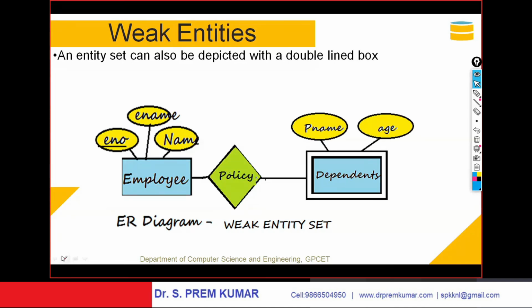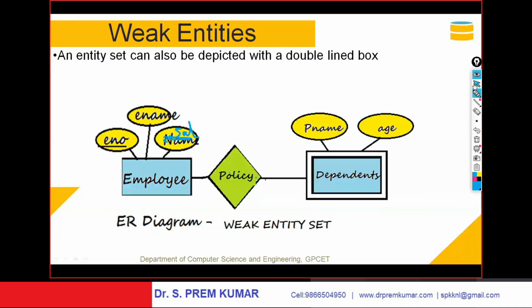Either you can do like that as I showed you in the previous slide, or also you can show a weak entity set with double rectangles. If you draw double rectangles, that shows this is a weak entity set and it doesn't have any primary key. It is not having any primary key, right? That is the meaning of weak entity set and strong entity set.